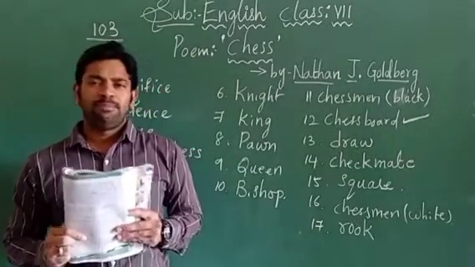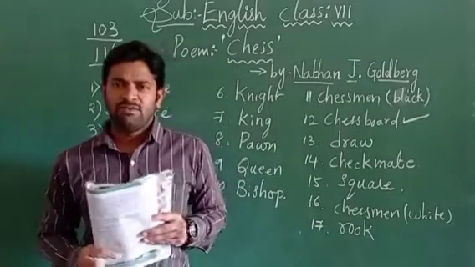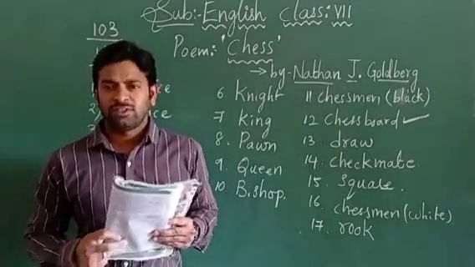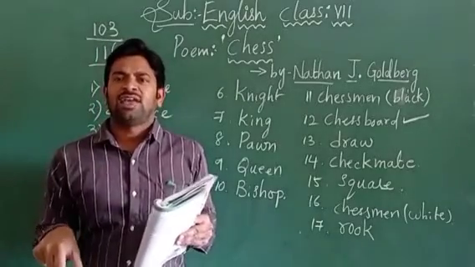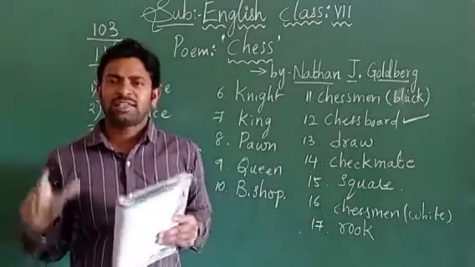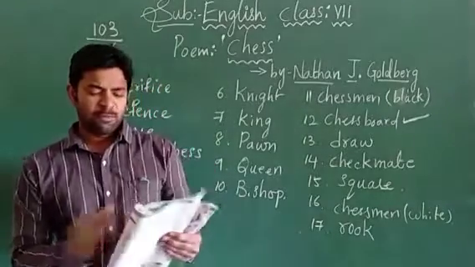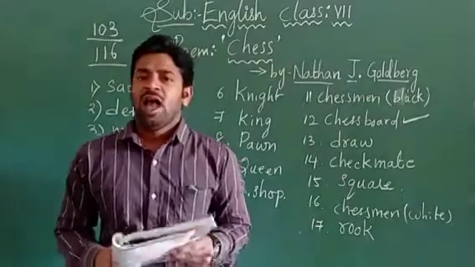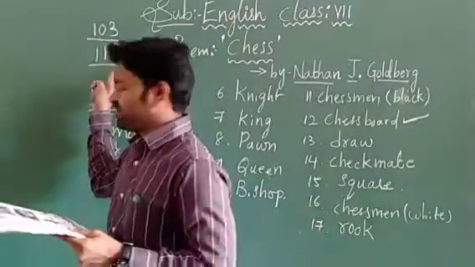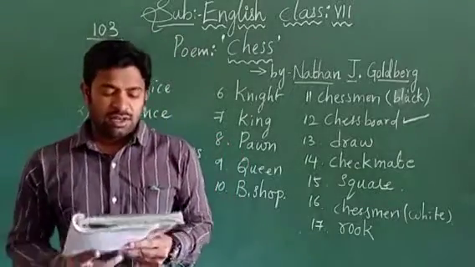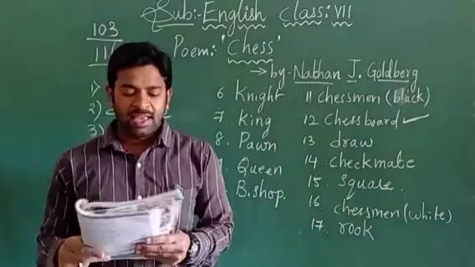So there is no need to buy a chess board. At your home you can prepare one by yourself, by drawing straight lines, having 64 squares in it. Okay, right. Now let us go to our poem, children. Chess. I am going to recite the poem. Everybody should look into page number 116 and understand it, children. Let us start the poem.